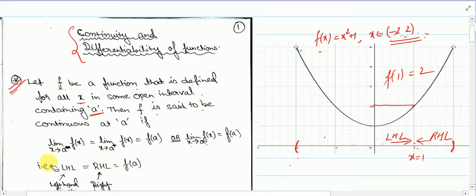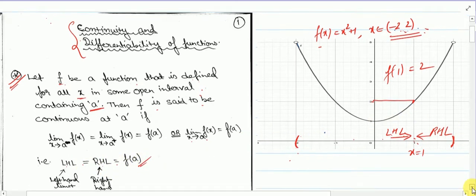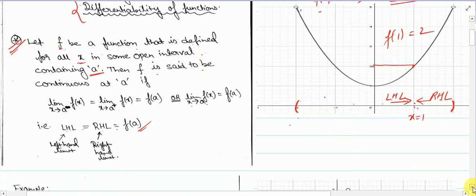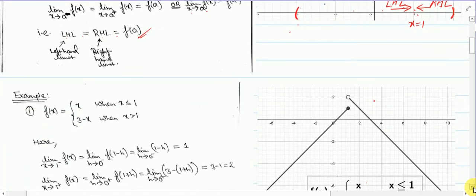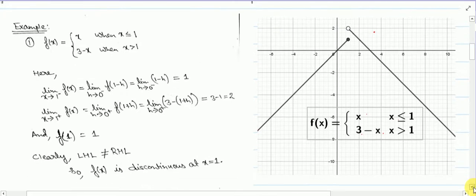So in short we write LHL = RHL = f(a), okay. Now things will be more clear once we do a few examples, okay.